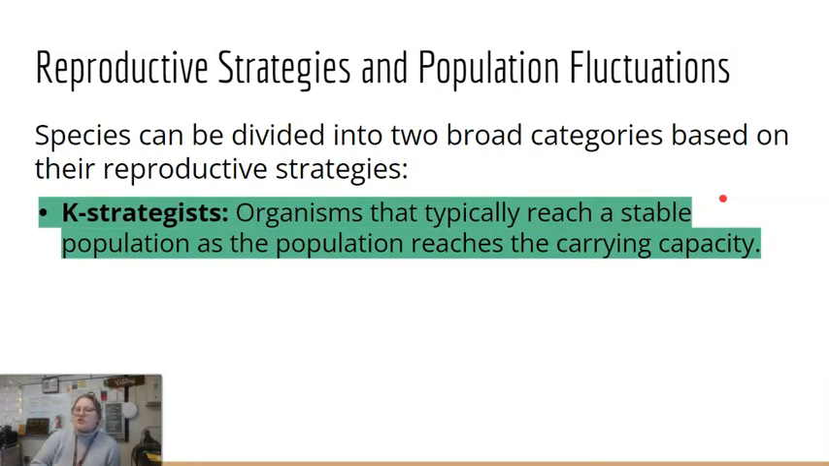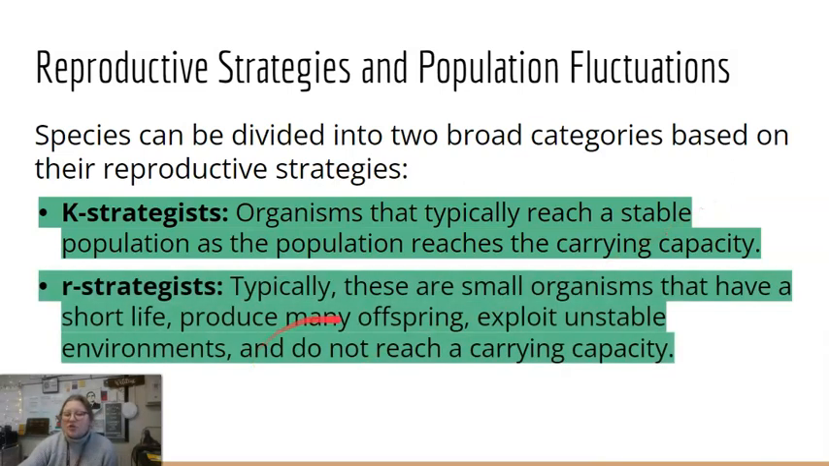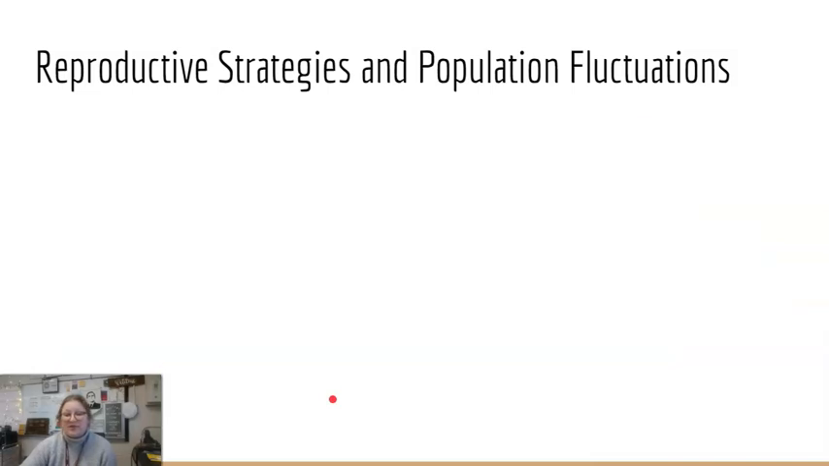K strategists are organisms that typically reach a stable population as the population reaches the carrying capacity. R strategists don't ever level out for a long period of time. They tend to be small organisms that have a short life, produce a ton of offspring, and exploit unstable environments. They do not reach a carrying capacity. And we'll look at those each specifically.